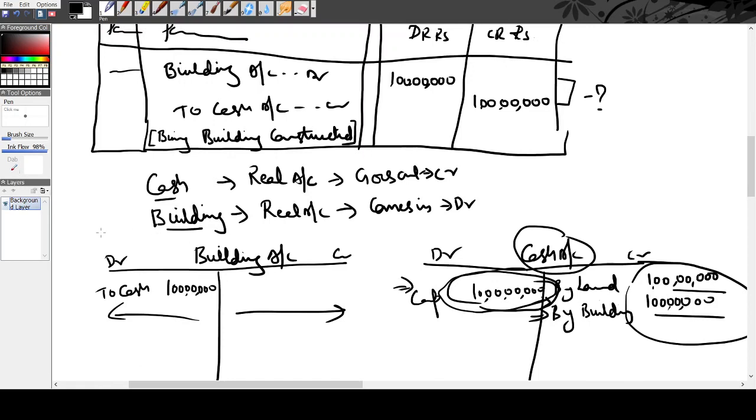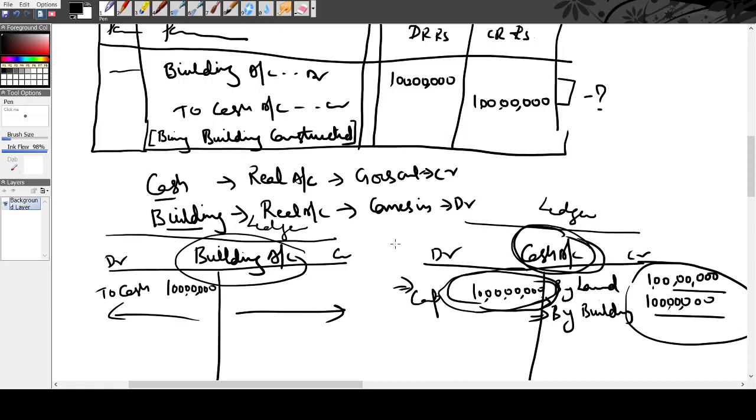These accounts which I am preparing are called ledger accounts. They are maintained in a book called the ledger. Each page which is marked as building is called the building account. A page which is marked as cash account is called the cash account. So these are actually different pages in a book called the ledger, and the pages are marked with the name building account and cash account. So actually the journal is nothing but an instruction to prepare the ledger accounts.